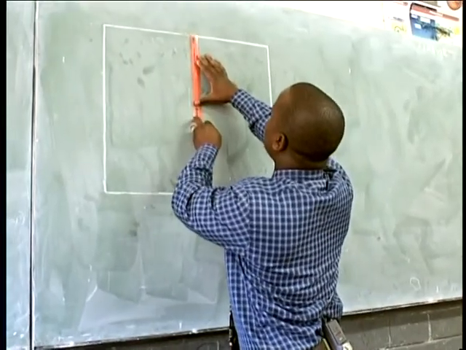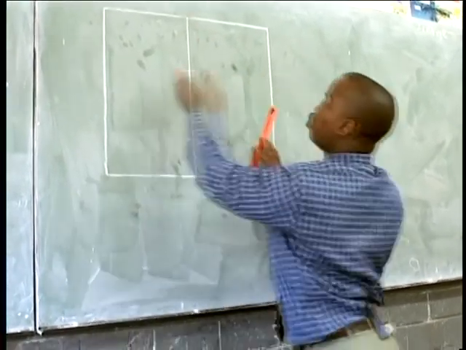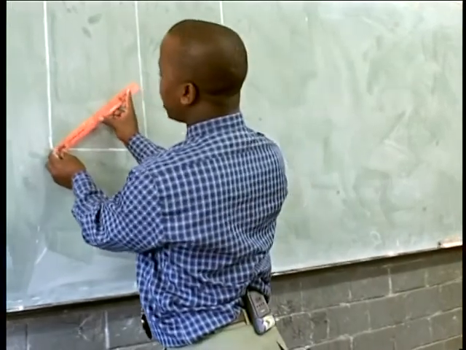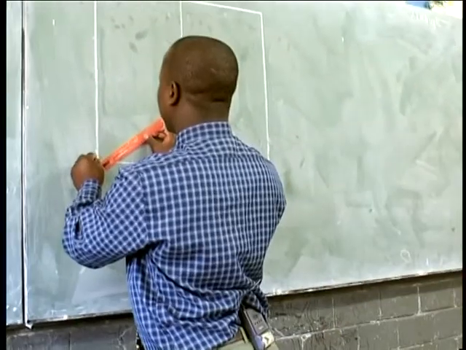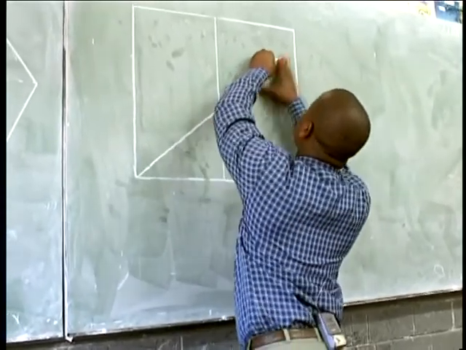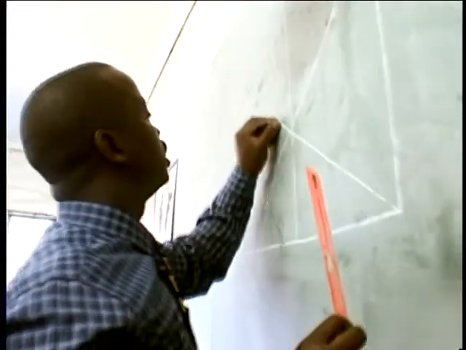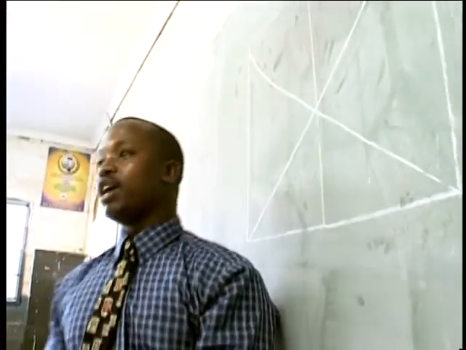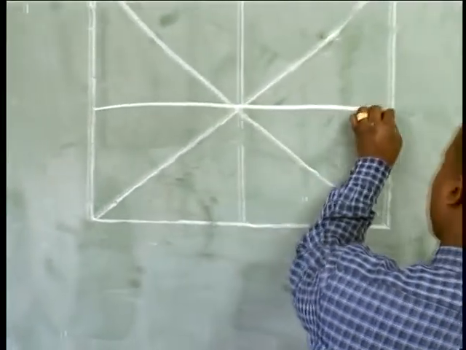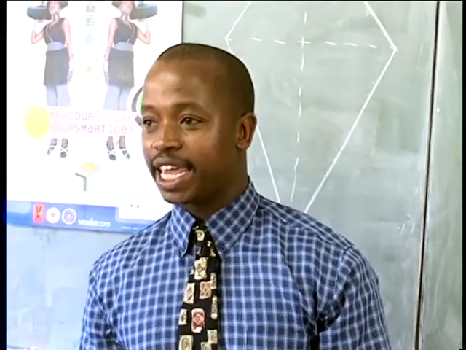When I divide my square into two equal parts, this part will automatically fit over this one. Then if I divide it in a triangular form, this is what I will have. If I go in this direction, then I will have the reflective line of symmetry. How many lines of reflective symmetry do we have in a square? We have 4 lines of reflective symmetry in a square.